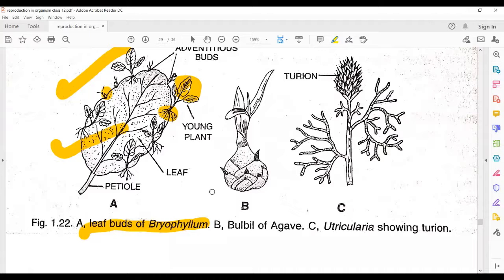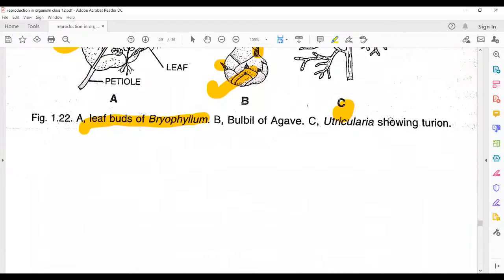Other than this, the second example is the agave. Bulbil of agave. Can you see this small bud region? And you can even see the leafy-like structure over here. The third one is Asparagus, showing the turion. Where is the turion? This is a turion. I told you, this will grow in the spring season. In the winter it will remain as it is. Okay. Let's move ahead.